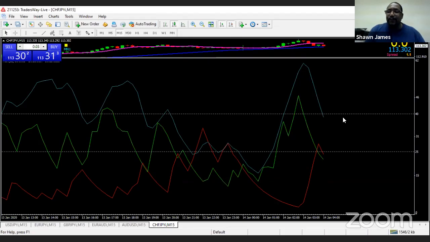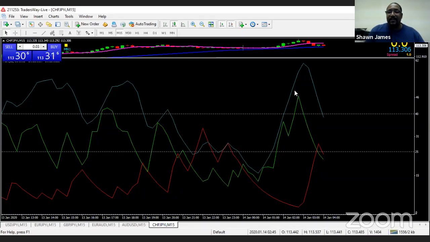We have levels 40 and 25. And what I do is I break these three areas that are divided by these lines into three main areas. The low area is a low signal strength area, low strength. The middle is a medium strength, and the top is a strong strength.